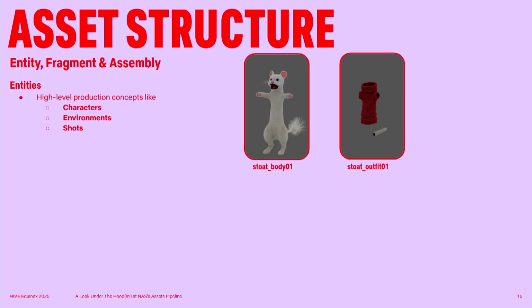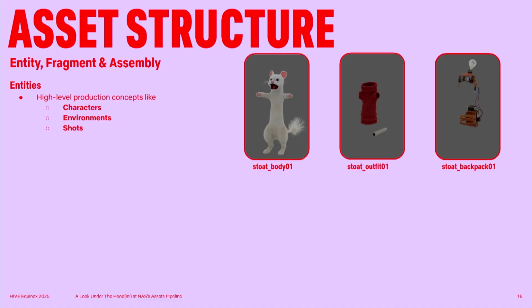This is one of those entities, and it's the body of the character. Then you might have the outfit. There's a sweater in there and some bandages wrapped around the tail. This would be another entity. And then lastly, you might have some accessories, like a backpack, for example. This is yet another entity.